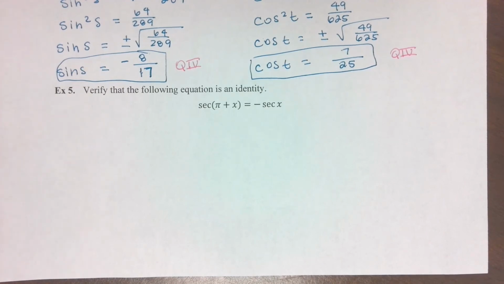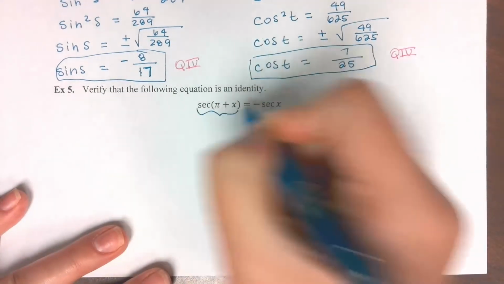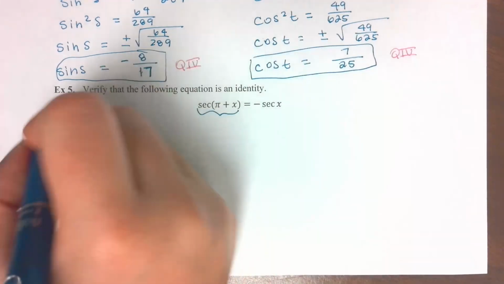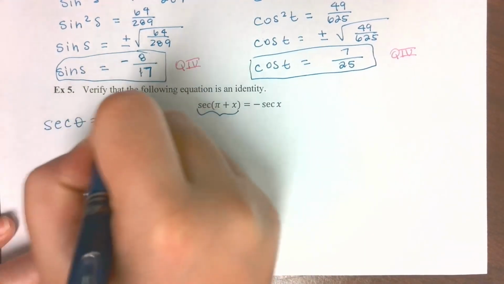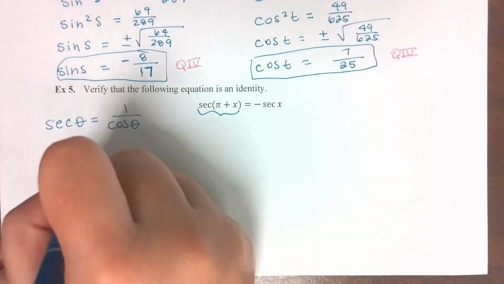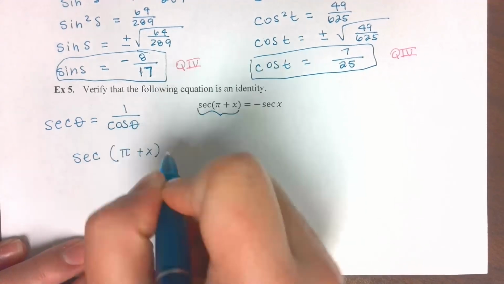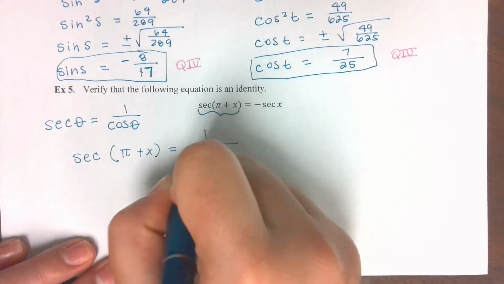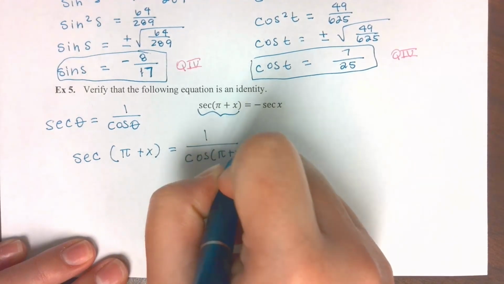We don't know an identity for secant. We only know, as of now, a sum and difference identity for cosine. So the first thing I want to do is somehow change secant into terms of cosine. We're going to work with this left side. I know that secant theta is equal to 1 over cosine theta, so secant of pi plus x is equal to 1 over cosine of pi plus x.